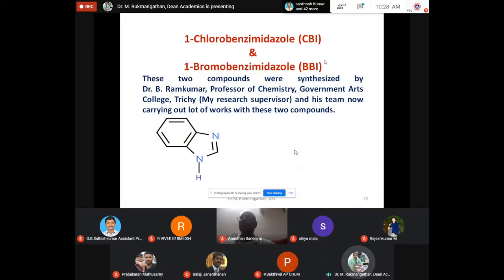The next coming is our compounds. 1-chlorobenzimidazole, simply known as CBI, and 1-bromobenzimidazole, simply known as BBI. Actually, these two compounds were synthesized by our group, Dr. B. Ramkumar, Professor of Chemistry, Government Arts College, Trichy, who is our research supervisor. These two compounds were synthesized from this parent compound, called benzimidazole. The hydrogen atom attached to the nitrogen atom is replaced either by chlorine or bromine, by chlorination or bromination process.